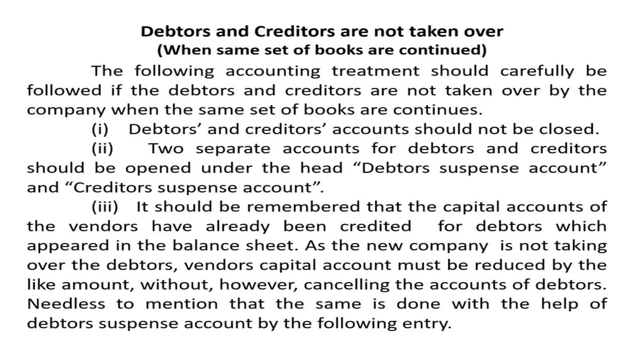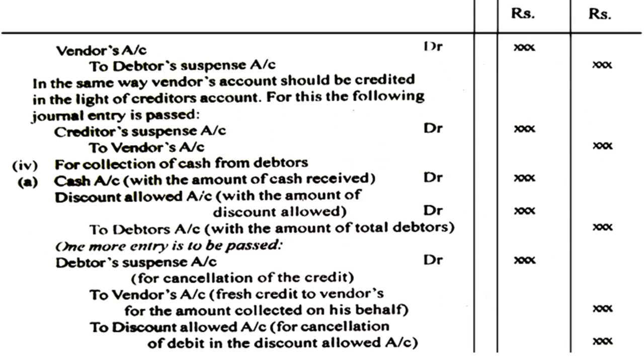Then it should be remembered that the capital accounts of the vendors have already been credited for debtors which appeared in the balance sheet. As the new company is not taking over the debtors, vendor's capital account must be reduced by the like amount without, however, cancelling the account of debtors. Needless to mention that this is done with the help of debtors suspense account by the following entry: vendor's account debit to debtors suspense account.